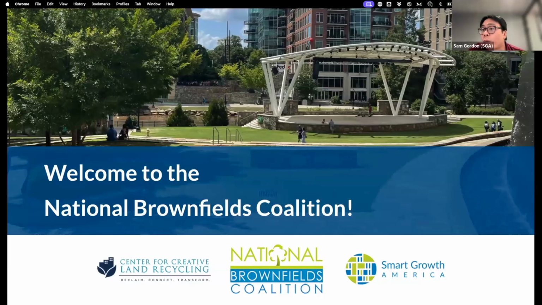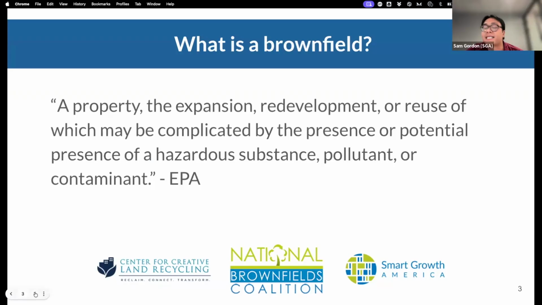Before we go further, I just want to make sure that we're fully grounded in the same working definition of what a brownfield is. The EPA defines a brownfield as a property where expansion, redevelopment, or reuse may be complicated by the presence or even just the potential presence of a hazardous substance, pollutant, or contaminant. The word potential is really important here, because just the uncertainty of whether a site is contaminated or not acts as a barrier for redevelopment. That uncertainty can be enough to stall a project, and that's exactly the challenge that many community land trusts run into.